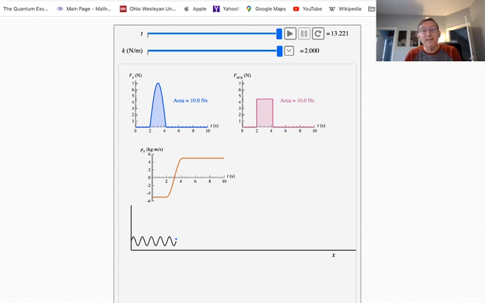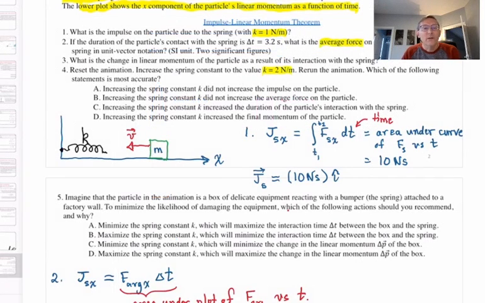Well, it says there it didn't, right? 10 Newton second. Each plot goes higher, but it's narrower, and in fact, the area is the same. So it says increasing the spring constant did not increase the impulse on the particle. That's true. Let's hope the others are false, but let's not just stop. Let's think about all those others.